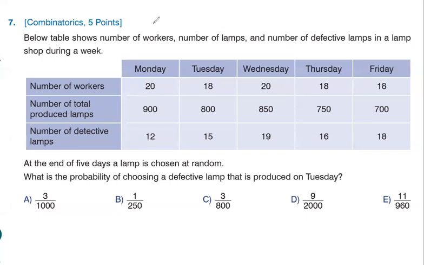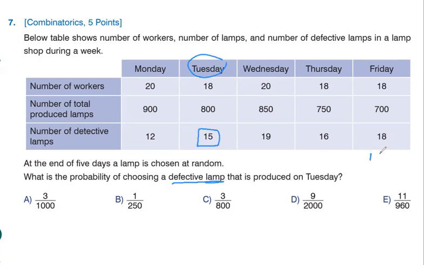Okay, so we have now another problem that's asking us to get a probability. The table shows the number of workers, number of lamps, and defective lamps in a week. And based on this, at the end of the 5 days, a lamp is chosen at random. What is the probability of choosing a defective lamp that was produced on Tuesday? So Tuesday right here, and on that day, 800 lamps were produced, and of those, 15 are defective. So that is the number that we look for as the numerator because those are the lamps produced on Tuesday and defective.